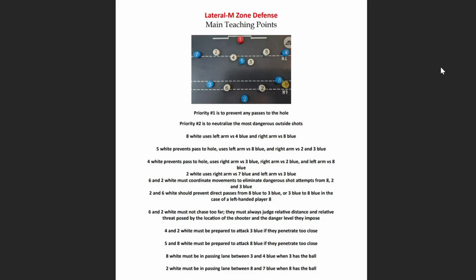So obviously in this example, the lateral M, the number one priority once again is to prevent any passes to the hole. Priority 2 is to neutralize the most dangerous outside shots, and in other cases even to choose which ones we'll accept and which ones we won't, which ones we will challenge more than others.